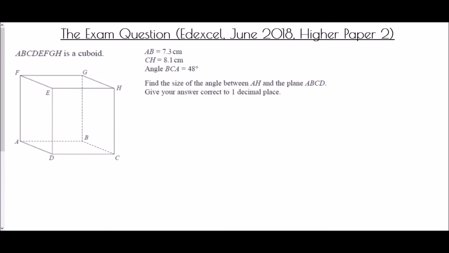So the first thing I'm going to do here is I'm going to mark on the information I've been given. So AB is 7.3 centimetres. So that means that these lengths here are all 7.3. That CH is 8.1. So CH is the height. So no matter what, all of the heights are going to be 8.1. And angle BCA is 48 degrees. And so what I'm going to do here is I'm going to mark that as an angle. So BCA goes from B to C to A, and so that is the angle that we're dealing with as being 48 degrees.